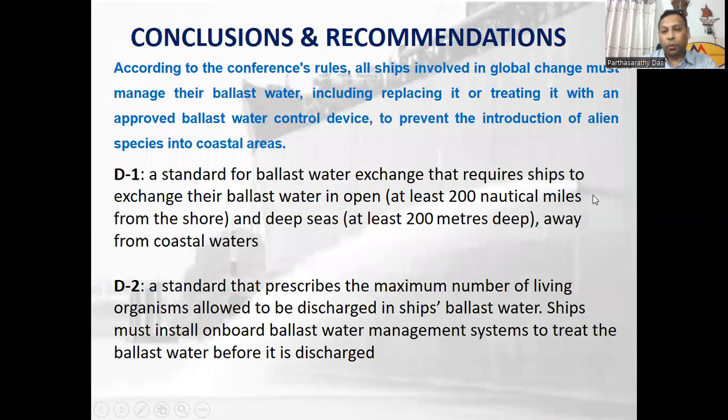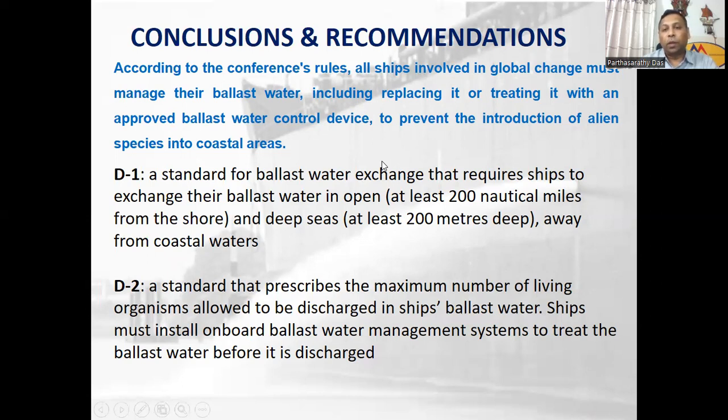Now, on the conclusion part of the ballast water management system, according to the convention's rule, all ships involved in global trade must manage their ballast water. This has been confirmed, including by retaining it or treating it. Whichever system is used, we will have to follow and ensure the aquatic organisms are not transported the same way as before.